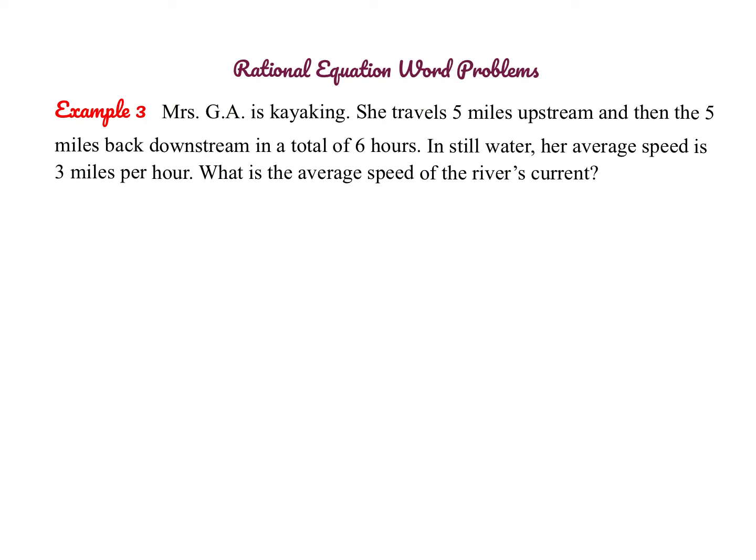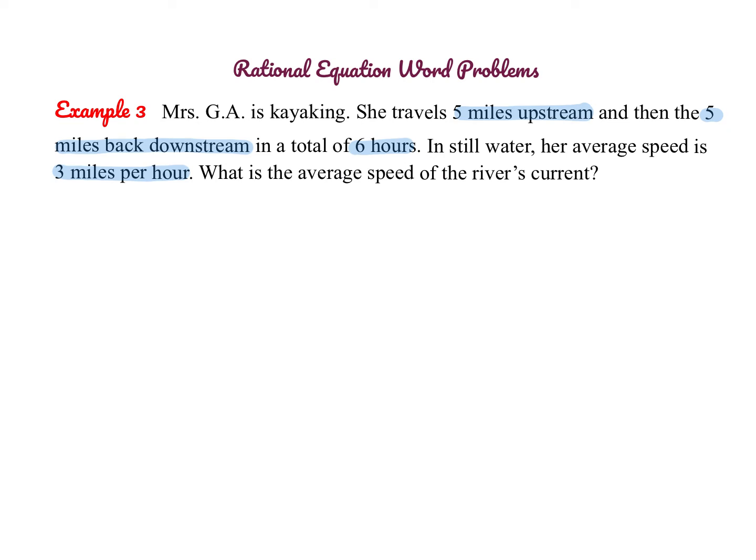All right, so now we're going to try a couple of rational equation word problems. So for this first one, it says Mrs. G.A. is kayaking. She's traveling 5 miles upstream. I'm going to highlight that. And then the 5 miles back downstream, so it's the same distance for the trip in a total of 6 hours. In still water, her average speed is 3 miles per hour. What is the average speed of the river's current?